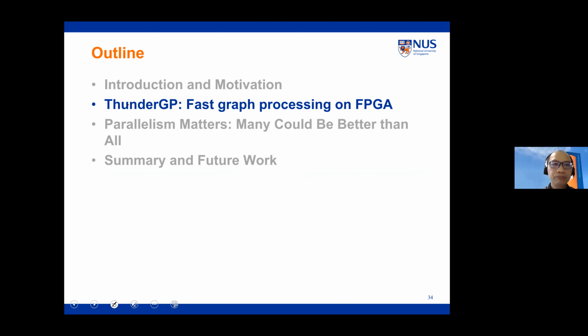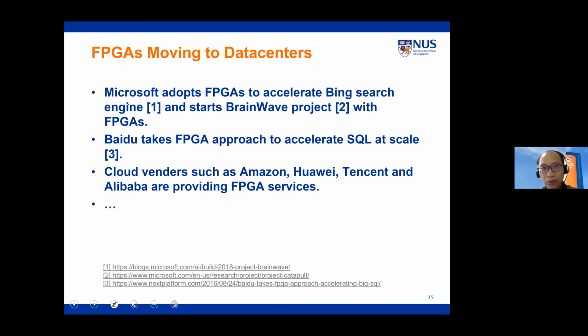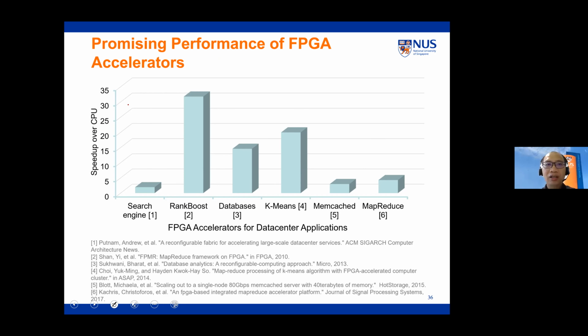Now let me dive deeper into two of our recent projects. One is ThunderGP. The other one, as I mentioned, is constraint sorted paths. FPGA has been growing in a lot of scenarios, like in data centers. I think even in supercomputing, we are talking about how to leverage FPGA in supercomputers. And there are many studies showing that FPGA can have some performance benefits in some data center applications.